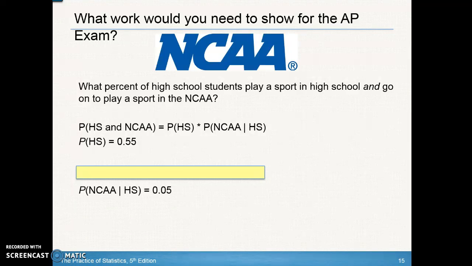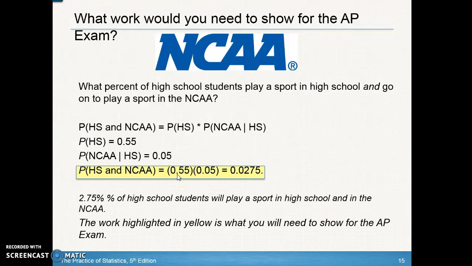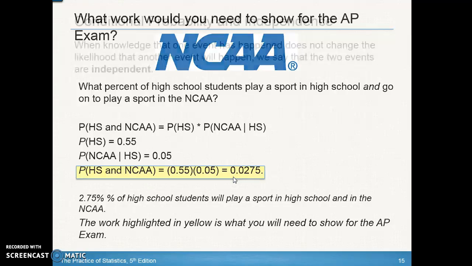All right, so we know that the probability of playing in high school is 0.55. The probability that you played for the NCAA given that you already played the sport in high school is 0.05. This is all given in the problem. So multiplying those two together, you get 0.0275. Because that probability was given to you, you have to recognize that that 0.05 is the probability that they played in the NCAA given that they played in high school. So the work highlighted in yellow is what you'll need to show for the AP exam: the probability statement, your work, and then your final answer.